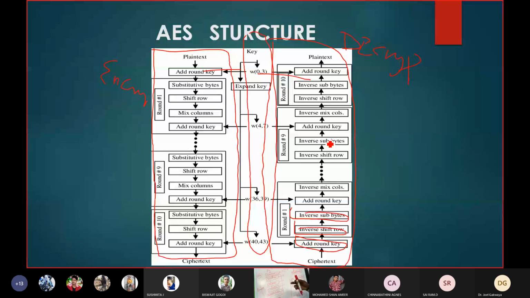So this was all about the AES structure, the Advanced Encryption Standard structure. If you have any question, you can ask. If you have a question, it's time to ask.